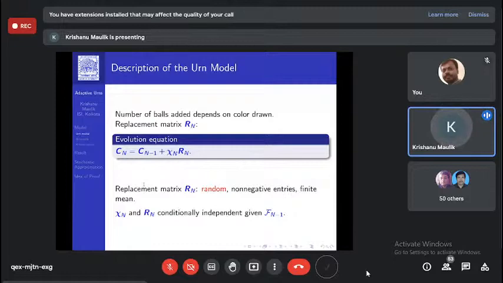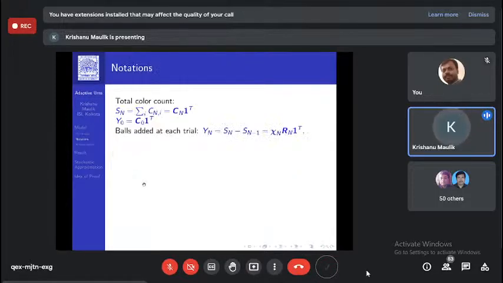So this is the model. Is the model clear? Any questions on the model? Okay, if not, we need to bring in some notations.